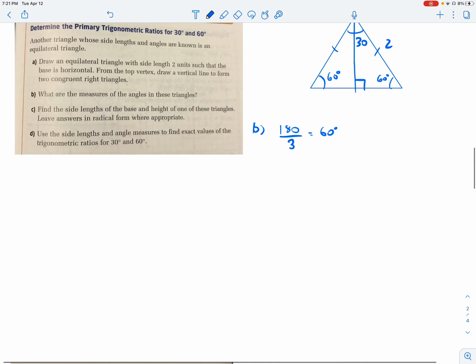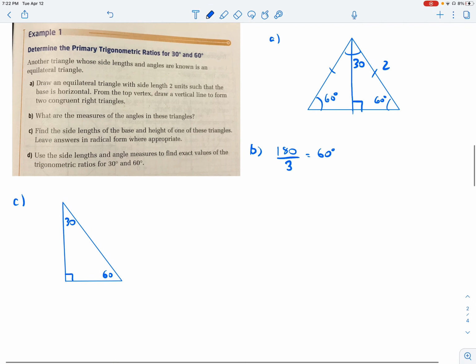Okay, let's go ahead and start part C, and we're going to redraw the triangle. Okay, so that's 90, this was 30, this was 60, and we had 2 here. So part C says find the lengths of the base and height of one of these triangles, leave the answers in radical form where appropriate.